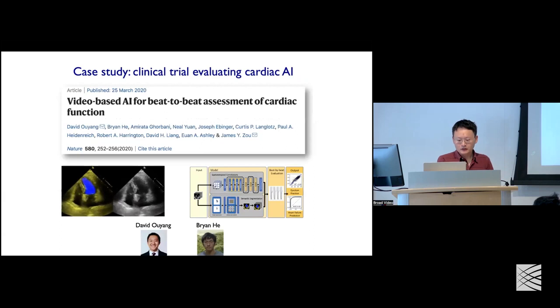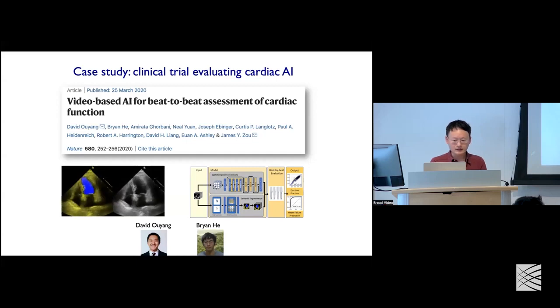And then maybe I'll just also more briefly mention some of the things we're doing on the model evaluation side, which is thinking about how to design actually clinician in the loop or randomized clinical trials to evaluate these models. So I'll do this through a particular case study where we recently did one of the first of these large-scale randomized clinical trials evaluating medical AI.